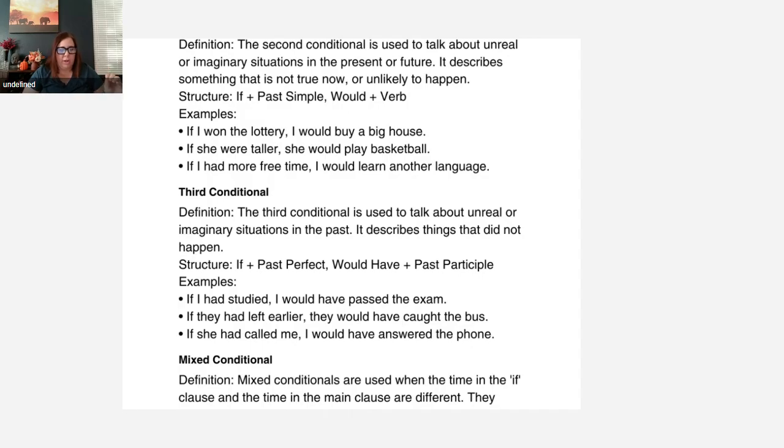If she had called me, I would have answered the phone. So again, these events have already happened, both are in the past. And if, meaning, hey, if this had happened, wow, this is the result. And those are all true. And I'm sure we probably use third conditionals all the time.